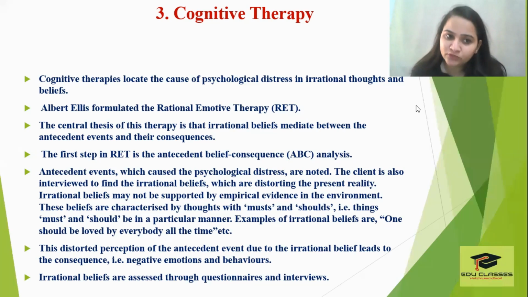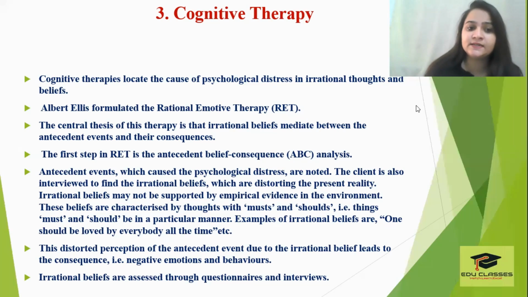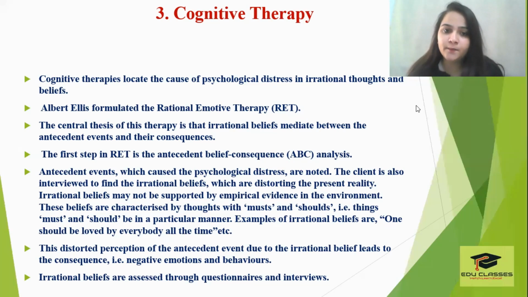And Albert Ellis gave rational emotive therapy, which is also known as RET. The central thesis of this therapy is that irrational beliefs mediate between the antecedent events and their consequences. This therapy believes that your irrational beliefs, which don't have logic or are not very rationalized, come between your events and your consequences. The first step in rational emotive therapy is the antecedent, belief, consequence, that is, your ABC analysis. Antecedent, belief, consequence, right?